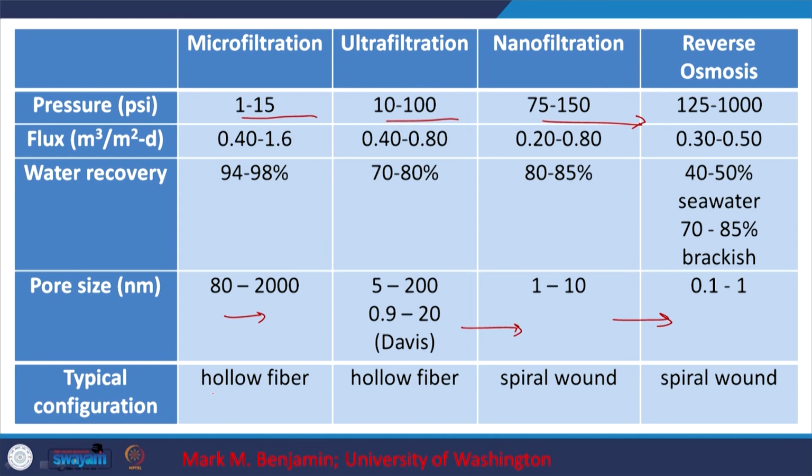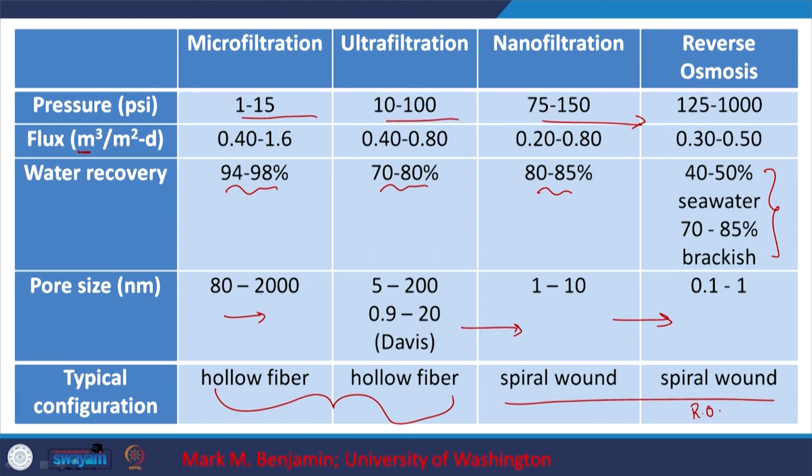In general, the typical configuration is the hollow fiber, the picture for which we looked at earlier. Spiral wound is usually used for nanofiltration and reverse osmosis. Reverse osmosis, we will talk about this later, right. So, that is something to keep in mind. Water recovery, as we mentioned earlier, for microfiltration pretty good, for ultrafiltration, yes, reasonable, and even for nanofiltration, I guess, but for reverse osmosis you see that it is relatively less. That is something to keep in mind.